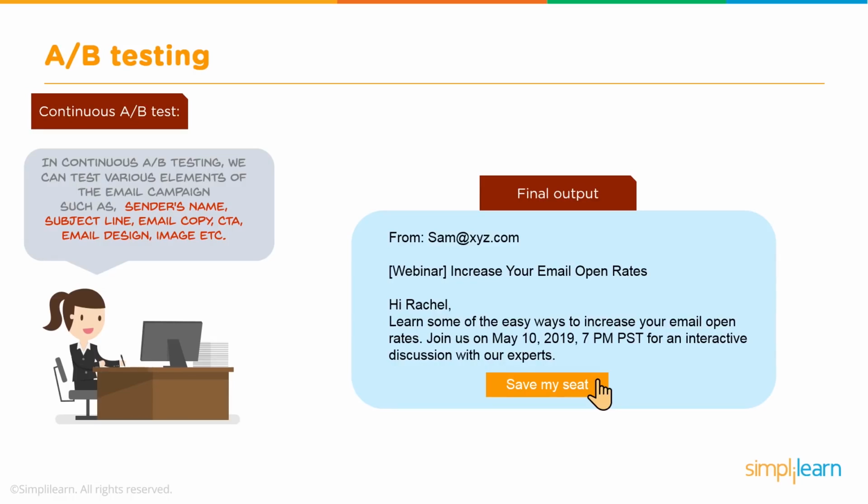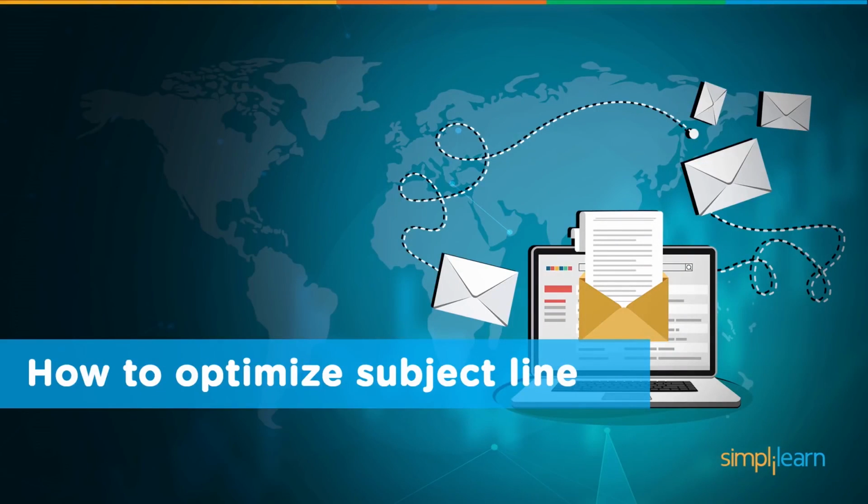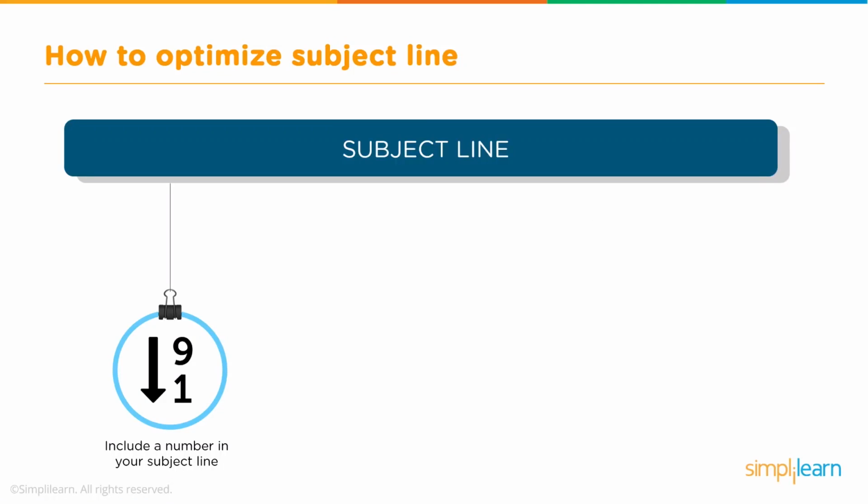But guess what? We're not going to stop testing. So we can continue to test those subject lines, continue to test the messaging, continue to test the email design, continue to test different call to actions, continue to test different images. You're never going to stop testing with email marketing. Okay, so let's switch over to how to optimize the subject line. Subject line is such a key component to email marketing.